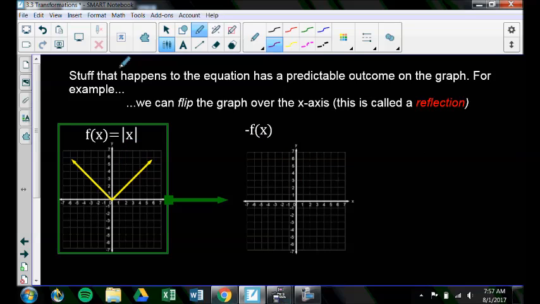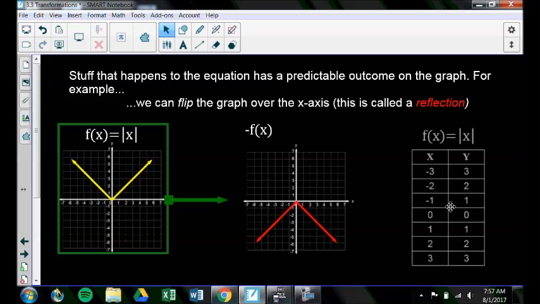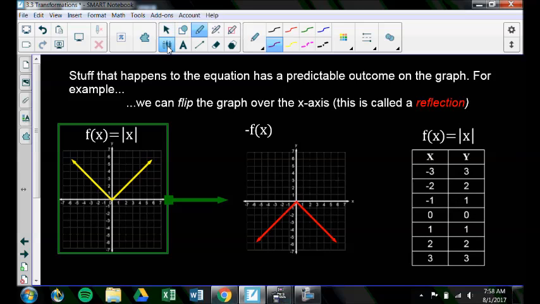Finally, we can flip the graph with a negative in front. So now this is a negative f of x, and what that does is it takes the graph and reflects it over the x-axis. It's called reflection because, again, all the y values are being multiplied by negative 1. Negative 0 doesn't really mean anything. It's still just 0. But they all start pointing down instead of pointing up. This is a reflection over the x-axis.